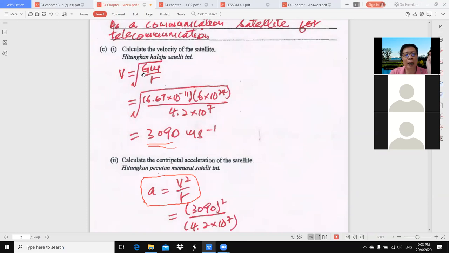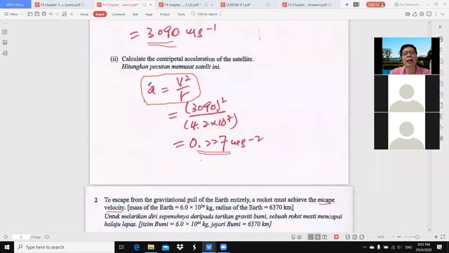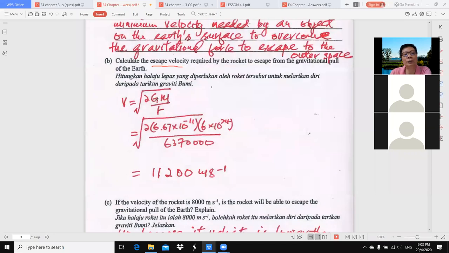You add a 2 here, so it becomes escape velocity. Now you see, escape velocity is 2 times G times the mass of Earth over the distance. Distance now is 6370 kilometer, change to meter, you add 000. Use a calculator, calculate carefully, you get the answer.